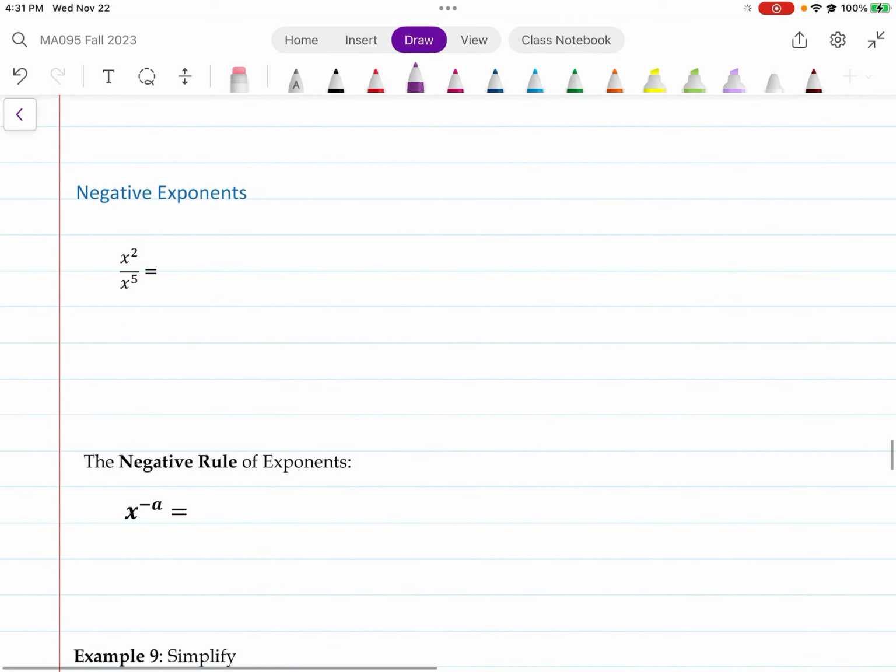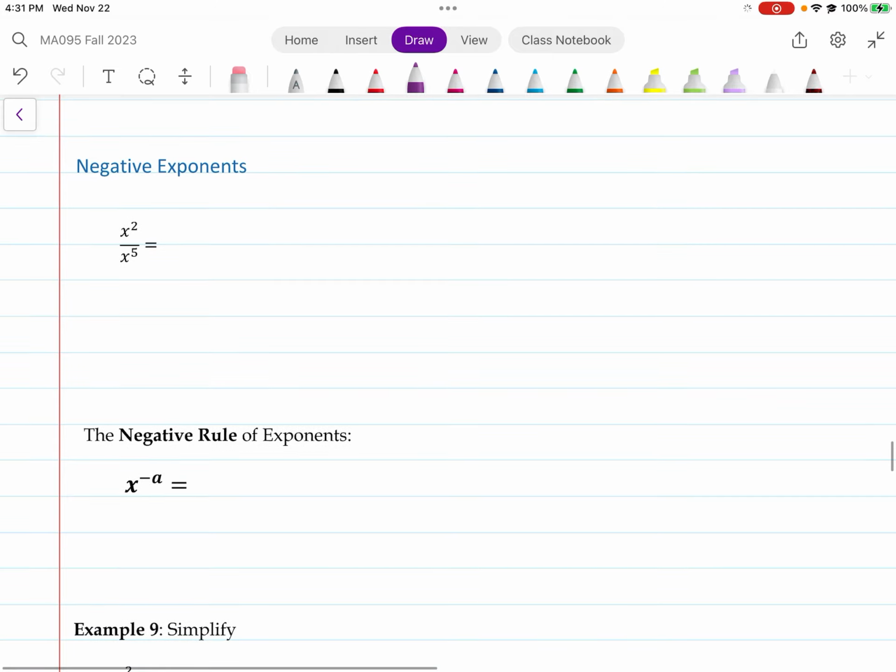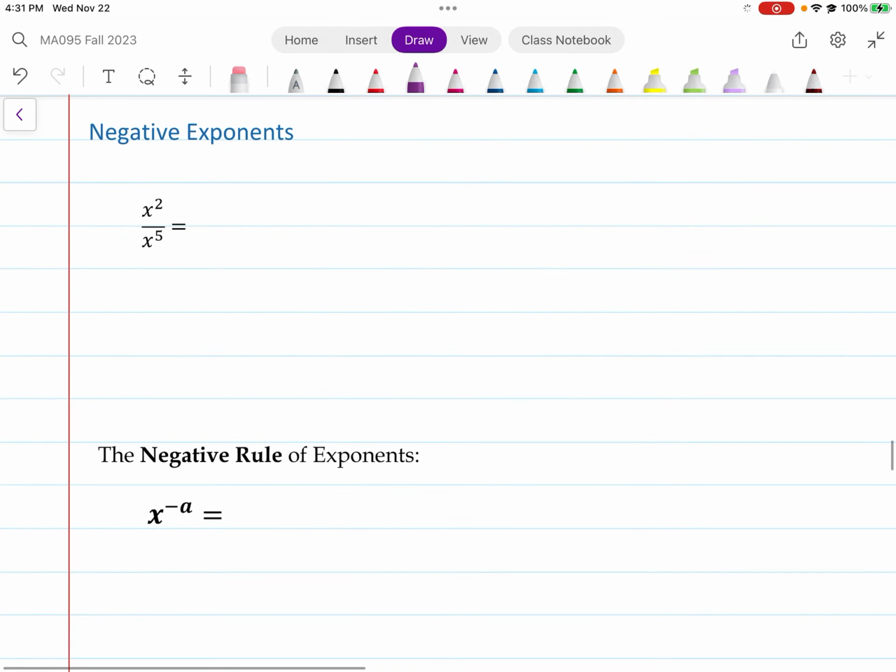Now let's look at negative exponents. We've got x to the 2 over x to the 5. If we do this by showing every bit of it, we get x times x on top, and on the bottom, x times itself 5 times. What cancels? Two of them cancel, and we get 1 over x cubed.